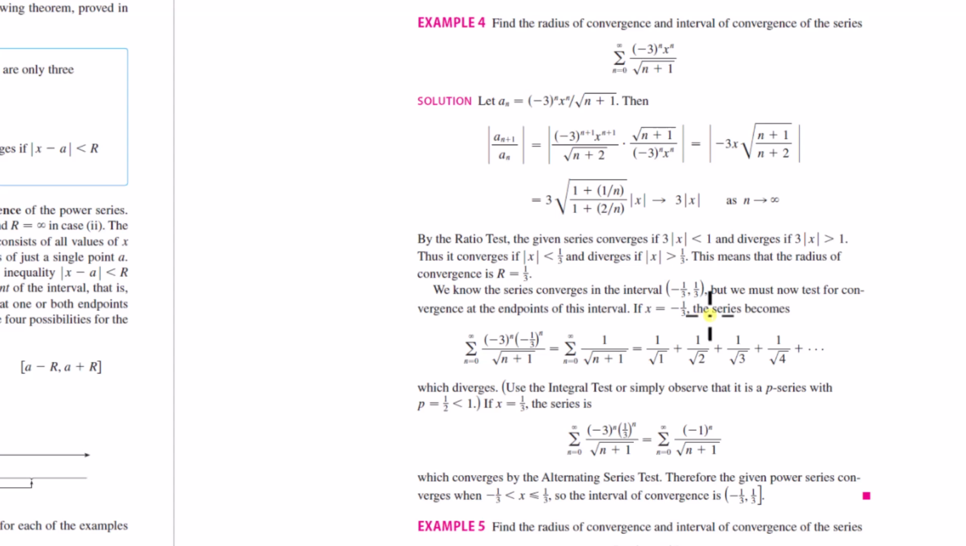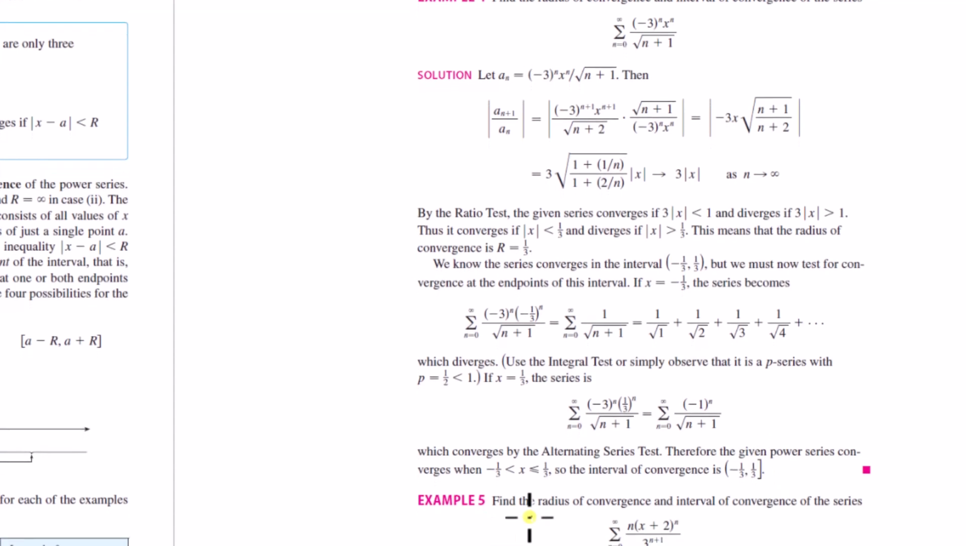So x is equal to -1/3. What happens? You get this series, and we can just analyze this just like we did for convergence testing. They see that it's divergent. Now they put in x is equal to +1/3, and now you get this alternating series, and they see that that's convergent. So now they update the interval to put a closed bracket here.